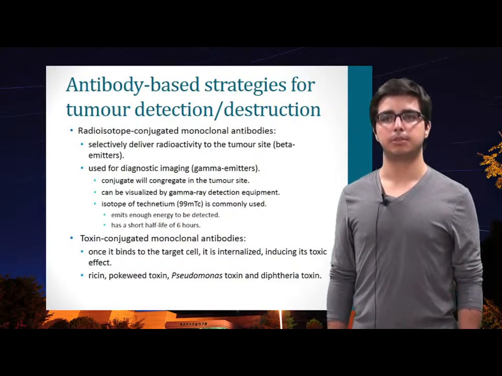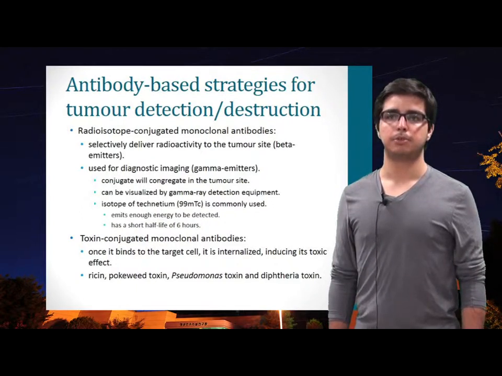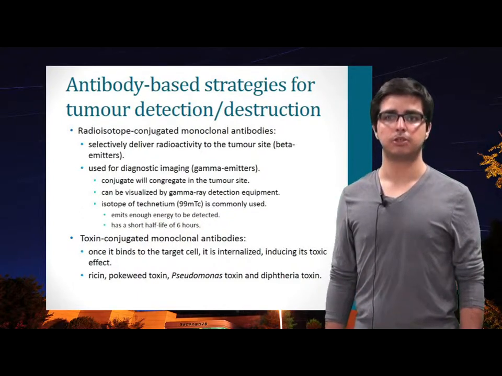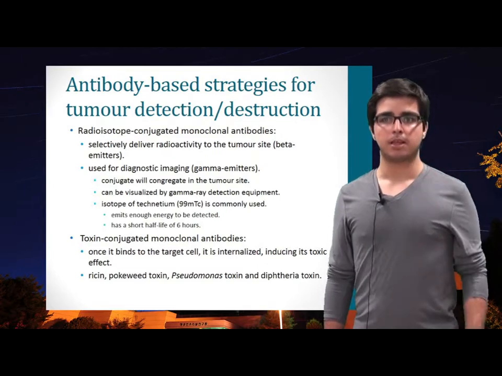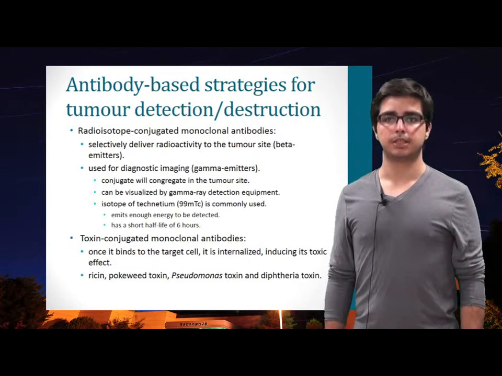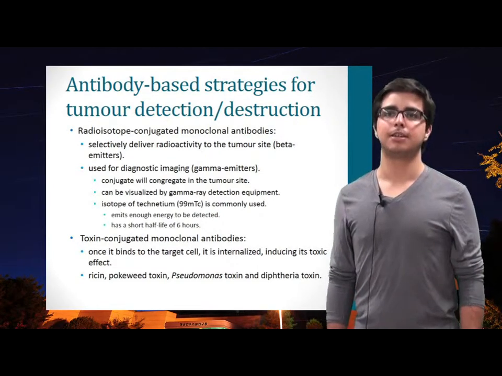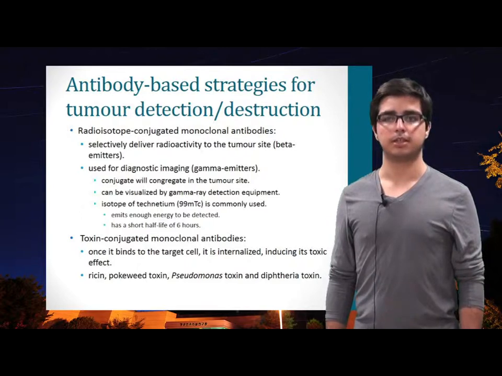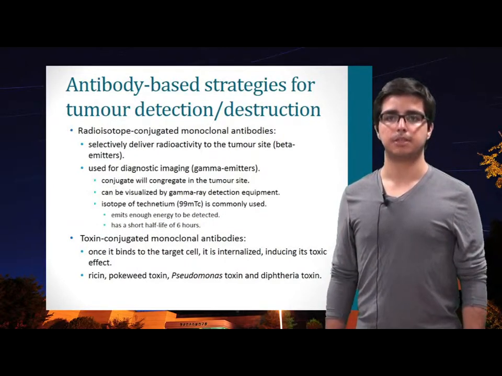And when it's conjugated with a gamma emitter, it will make them congregate in the tumor site, we can then use a detection equipment of gamma rays in order to visualize the tumor. The most common isotope is technetium, which will emit enough energy to be detected, and since it has a short life, it will reduce the exposure of the patient with this radioactivity.